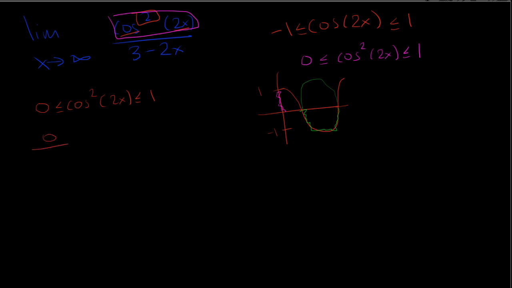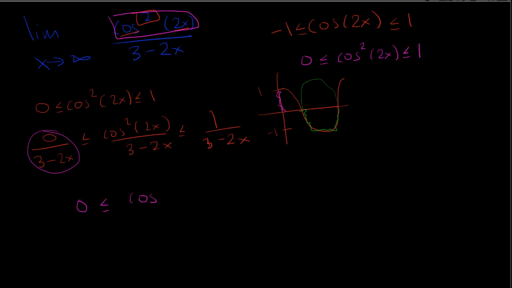So 0 is 0 over 3 minus 2x, less than or equal to cosine squared 2x over 3 minus 2x, less than or equal to 1 over 3 minus 2x. Okay, and now if I take a limit, well, first notice that this thing is just 0. So I can just rewrite it like this.